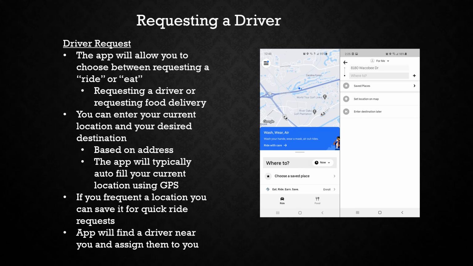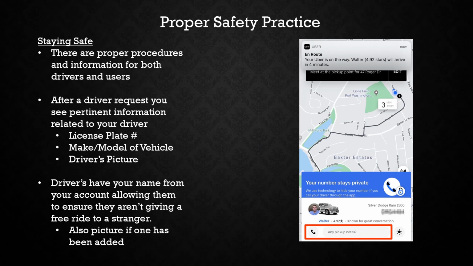You just hit where to. Ensure that the actual location you're at is correct. Usually it will be. Your GPS is pretty good nowadays, but again, just check that the top address there is correct. You just punch in where you want to go. It'll usually just find it right away and verify that you are in the spot that you say you're at, and it will try to find a driver near you and send them your way. And that gets you into the most important part.